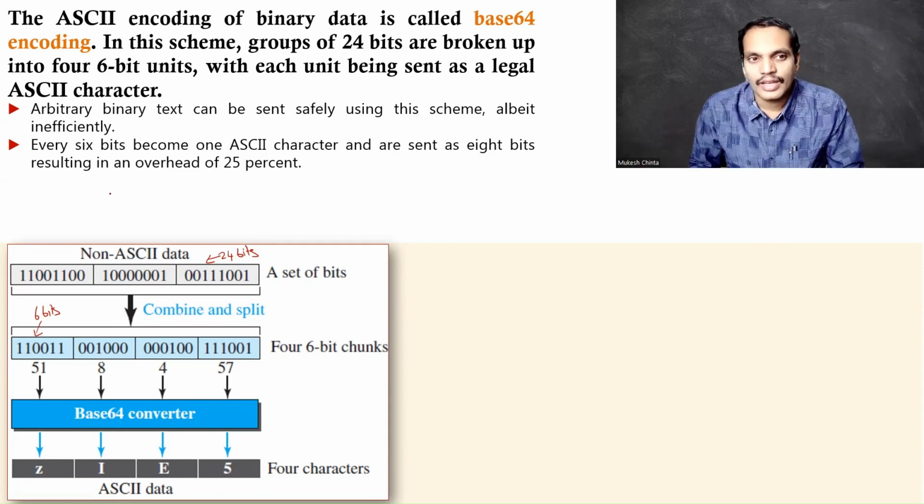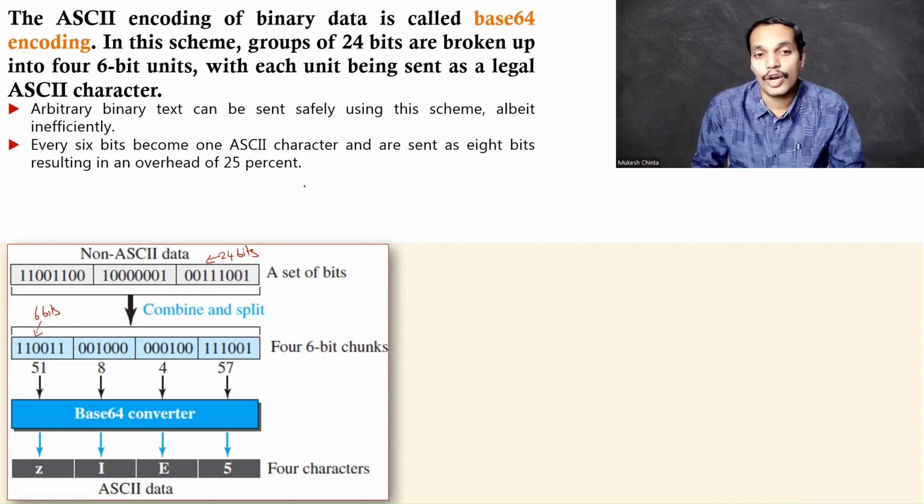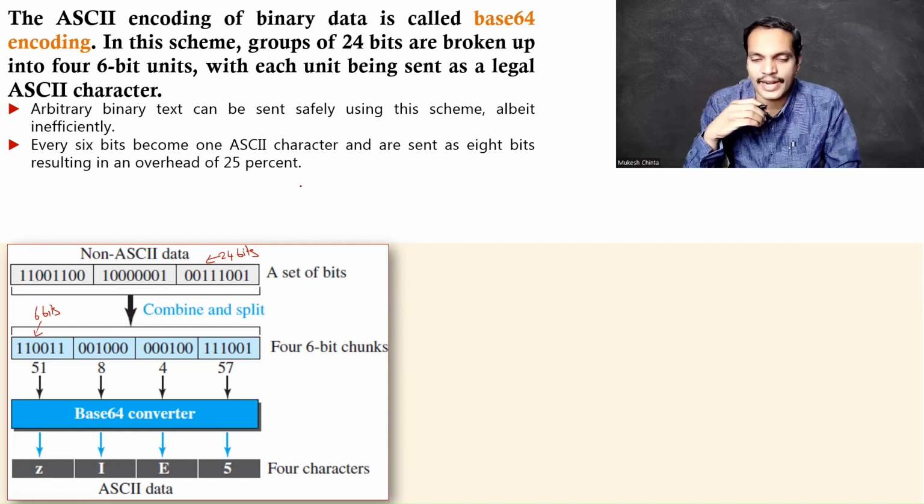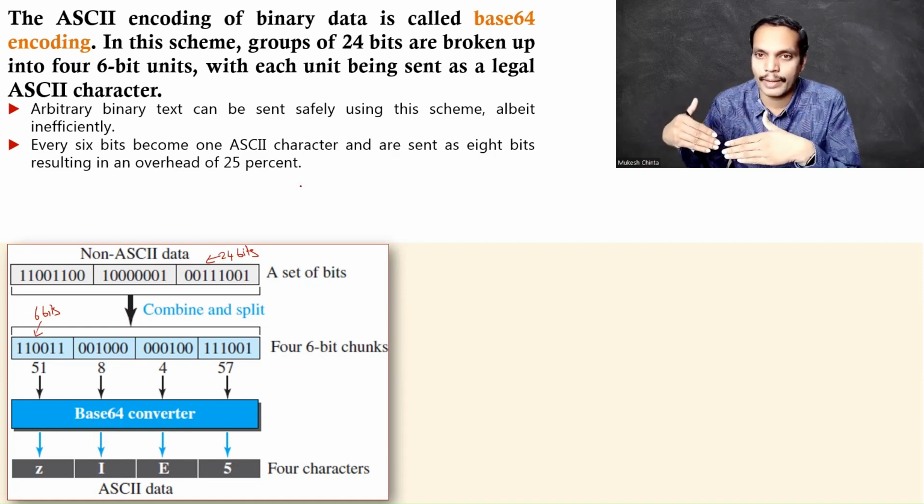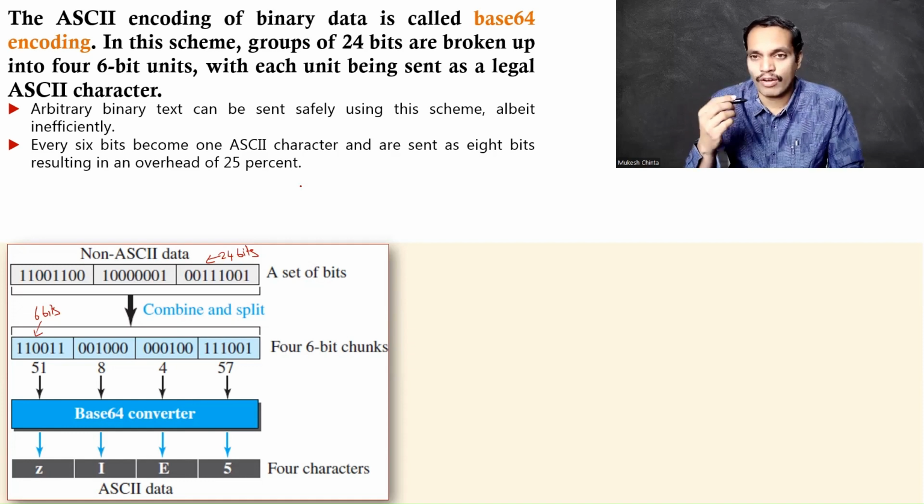But the problem here is every 6 bits become one ASCII character and are sent as 8 bits, resulting in an overhead of 25%. If your message contains very little non-ASCII data and most of it is ASCII data, using base64 encoding is not efficient because it converts everything, doesn't matter if it is ASCII or non-ASCII. It doesn't distinguish anything. Whatever the data is, it groups it into 24 bits, converts it into 6-bit chunks, maps them to a table and sends them as ASCII characters, which results in an extra overhead of 25%. This is not acceptable in some cases.